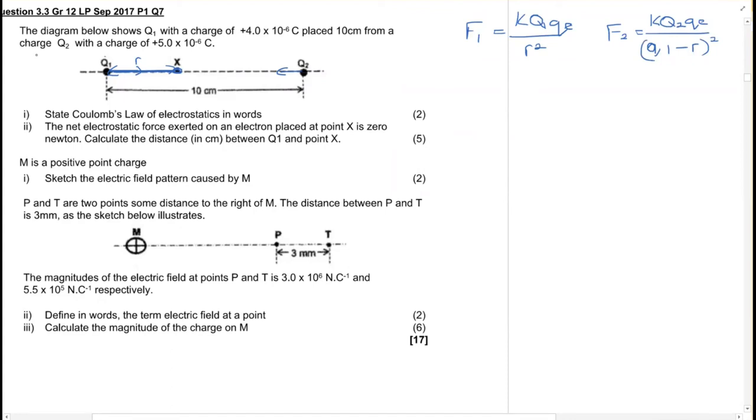Do you see what we've done with the distances? If this distance is R, then this distance is the 10 centimeters minus R for the remaining distance. Okay, now the 2 forces are equal to each other.